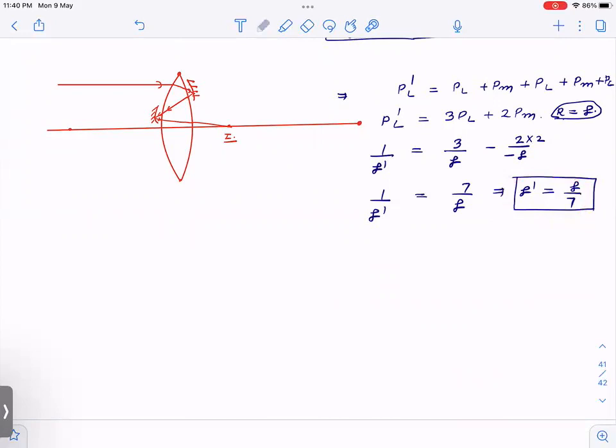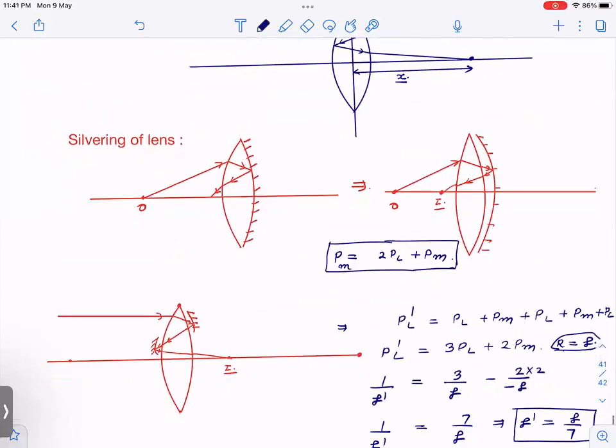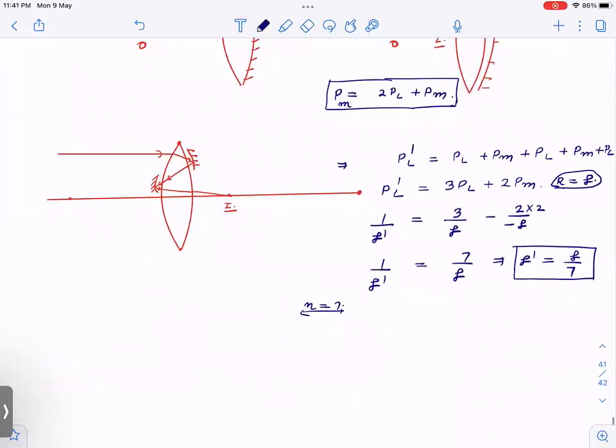So the answer here is what? n is equal to 7, right? So if you understand properly the concept behind silvering of lens, then you can solve all these questions very easily. Otherwise, imagine that one more reflection is given. It says that instead of two, there are three internal reflections. Then it becomes a very lengthy question. If you solve it this way, then it becomes a very easy question, right? You can solve it in just two, three lines.